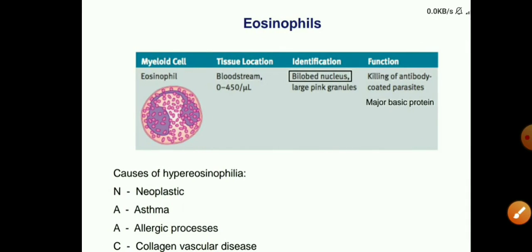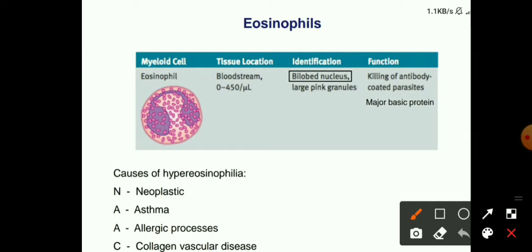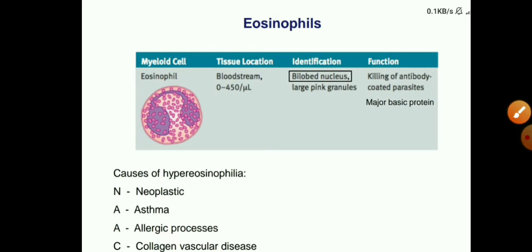And the next one is eosinophils. You can see eosinophils have a bilobed nucleus. Hypereosinophilia is a very important clinical condition, where there is increased eosinophil in case of neoplasm, asthma, allergic processes, and collagen and vascular diseases.